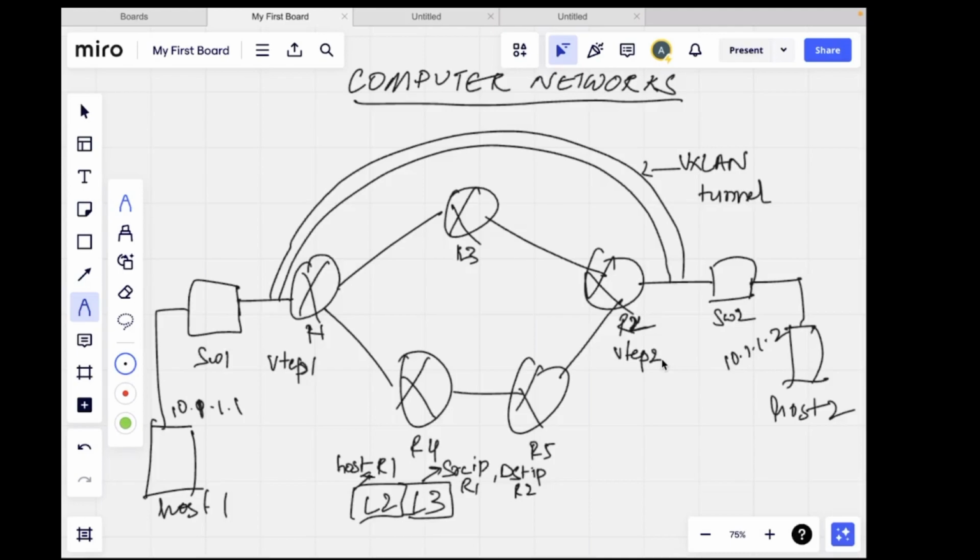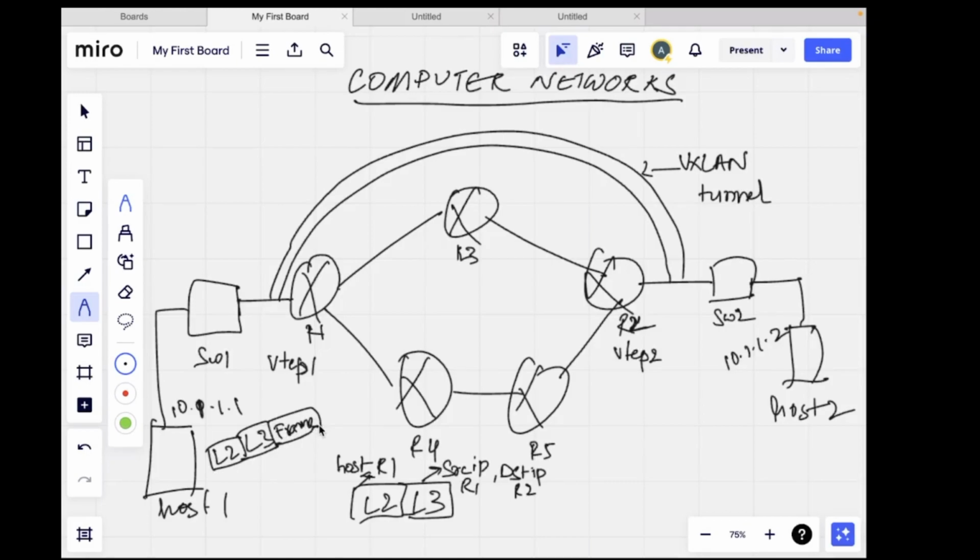So host 1 wants to send a packet, okay. Now let's say what will host 1 do. Host 1 will have a source IP of 10.1.1.1 and destination IP of 10.1.1.2, correct? So host 1 will give me an L3 header. Host 1 will also give me an L2 header, okay. Now this L2 and L3 header, along with the data, whatever L5 application layer data is given to me, okay.